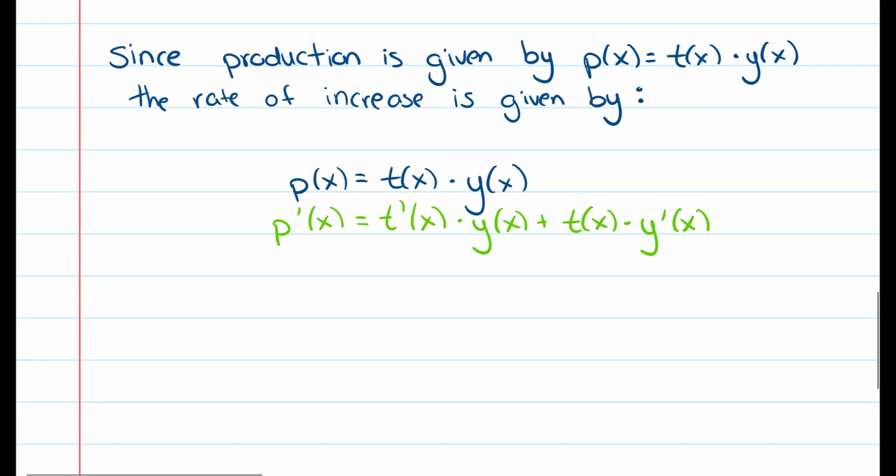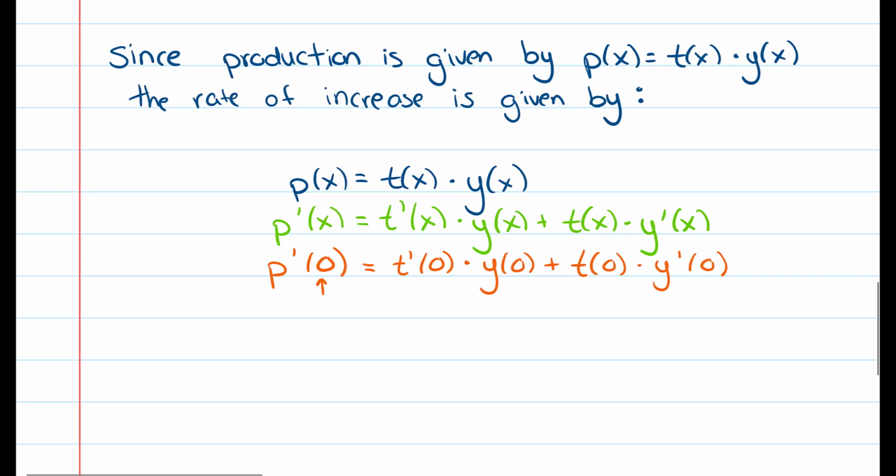Now what we want is the production increase right now. So I want the current rate of production per year. So I get that p prime of 0, because this is the rate of production right now, is equal to t prime of 0 times y of 0 plus t of 0 times y prime of 0.